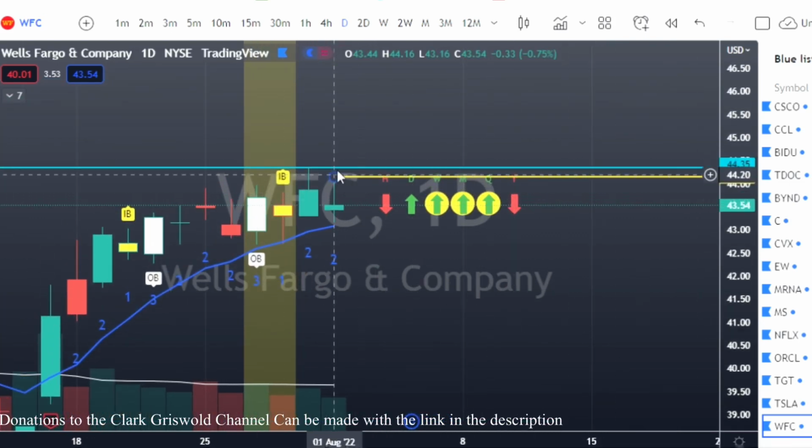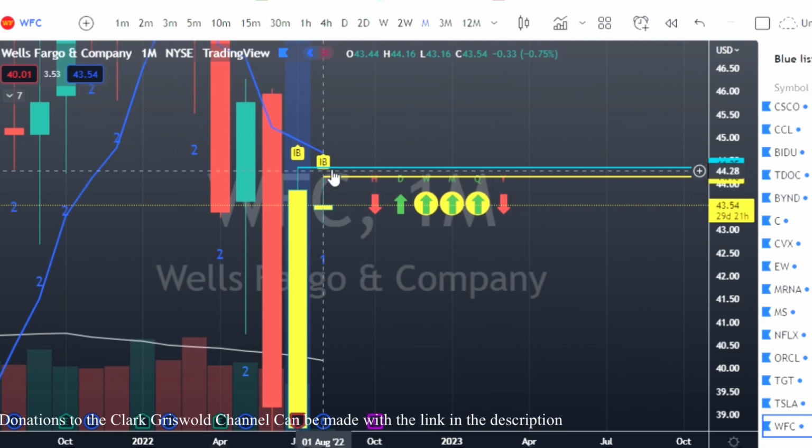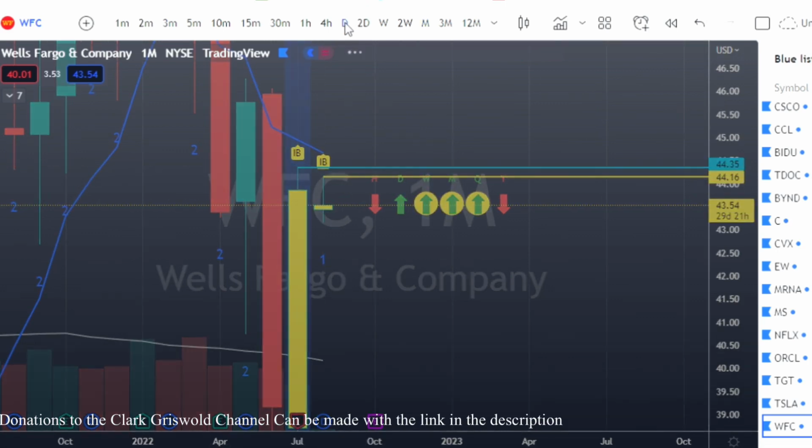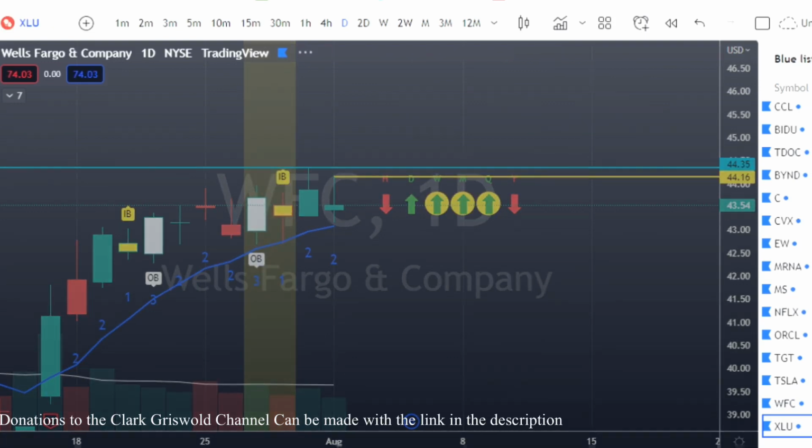This blue line, guys, is my trigger for my monthly. Okay? We're inside bar in the month. If we hit targets on the day, we are going to trigger 2 up on the month. So pay attention to that on Wells Fargo.